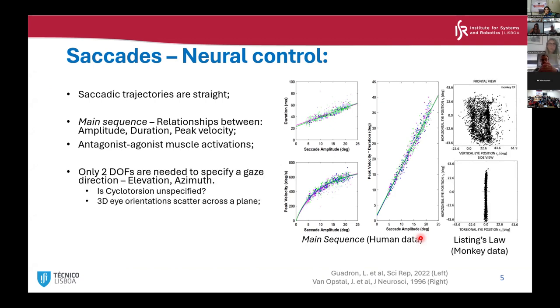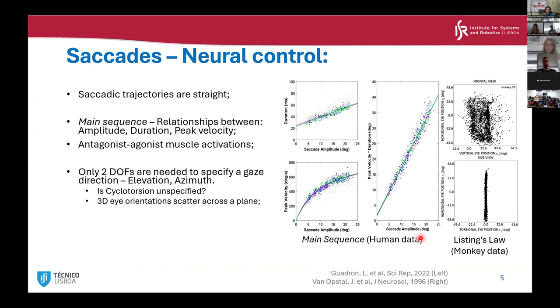Lastly, it is also interesting to note that even though only two degrees of freedom are required to specify any given gaze direction, the azimuth and elevation, the rotation of the eye about this gaze axis, the cyclotorsion, is actually constrained, as was discovered by Donders. And Listing later refined this observation by noting that this orientation of the eye is actually constrained to a plane.